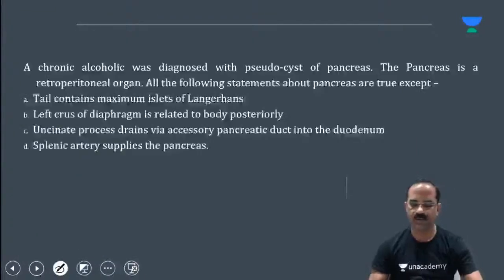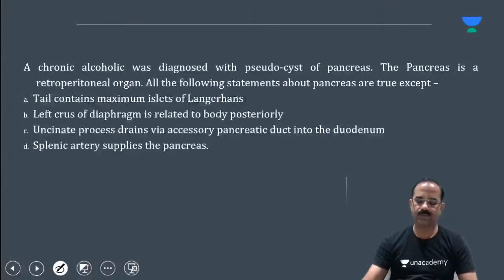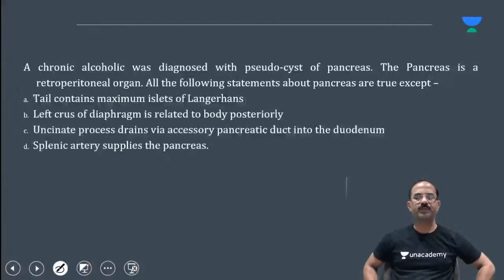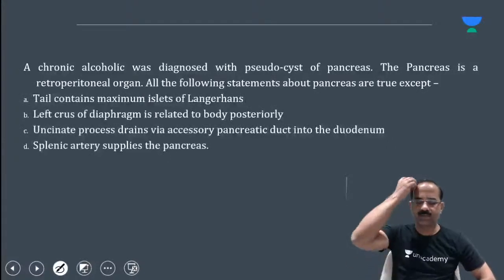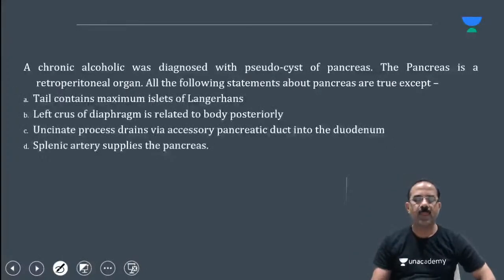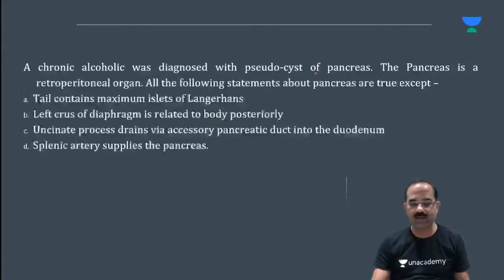Next MCQ. Answer this. Come on, students, come on. Anyone? Answer this. A chronic alcoholic was diagnosed with a pseudocyst of pancreas. The pancreas is a retroperitoneal organ. That's correct. Pancreas is a retroperitoneal organ.